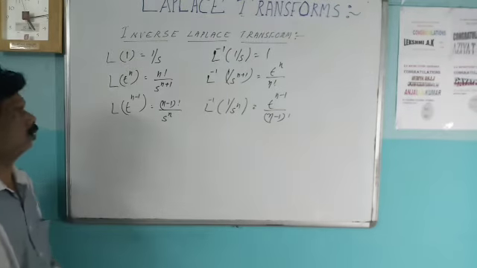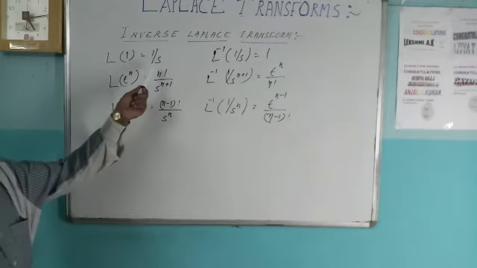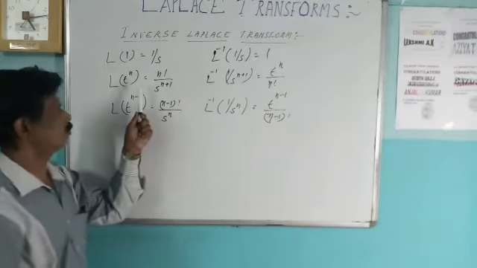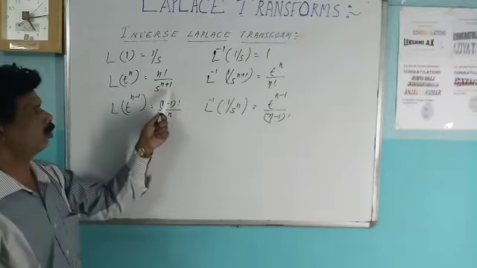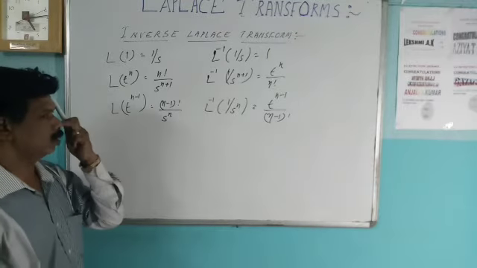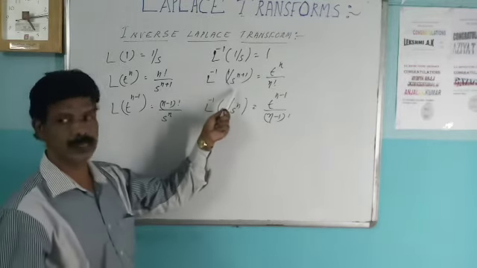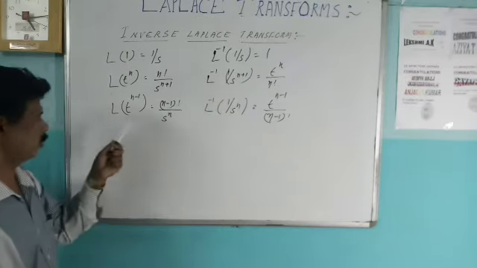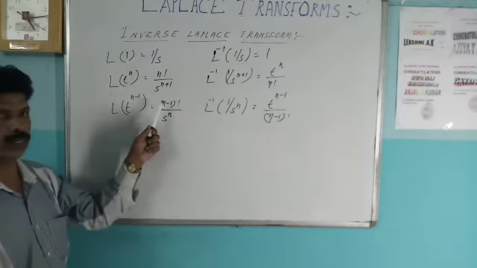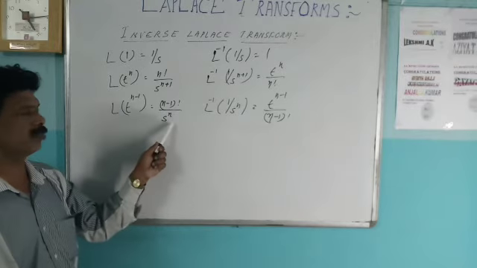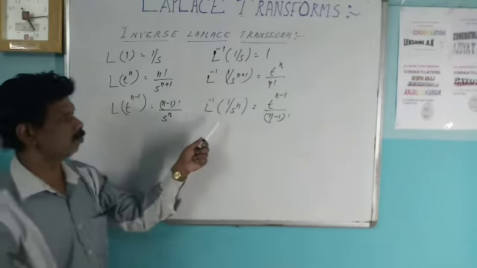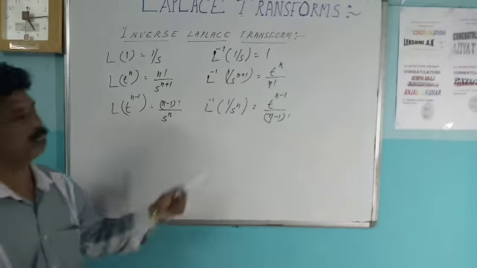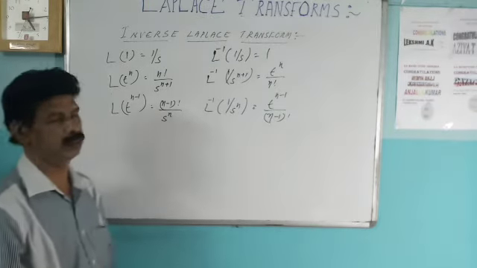Laplace of 1 equal to 1 by s, then Laplace inverse of 1 by s is equal to 1. Laplace of t raised to n is equal to n factorial by s raised to n plus 1, so Laplace inverse of 1 by s raised to n plus 1 equal to t raised to n by n factorial. Or we can say Laplace of t raised to n minus 1 equal to n minus 1 factorial by s raised to n. Then Laplace inverse of 1 by s raised to n equal to t raised to n minus 1 divided by n minus 1 factorial.